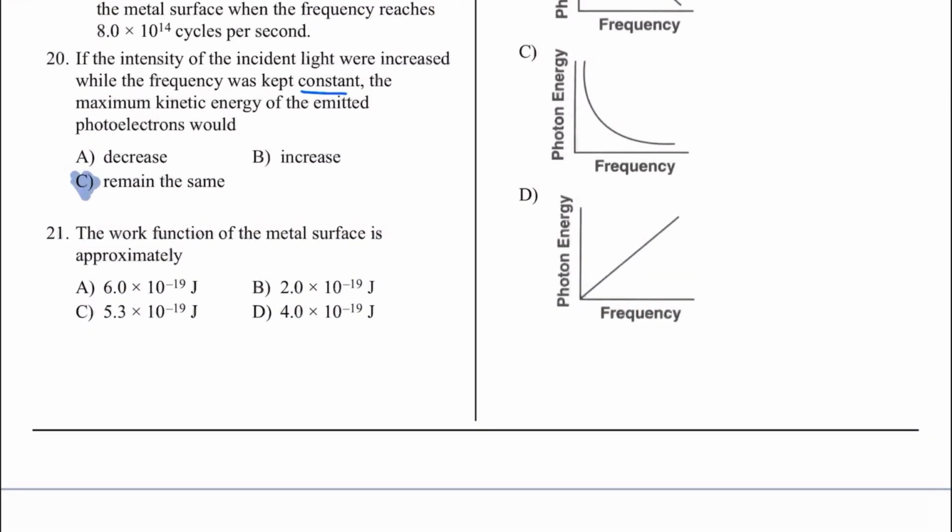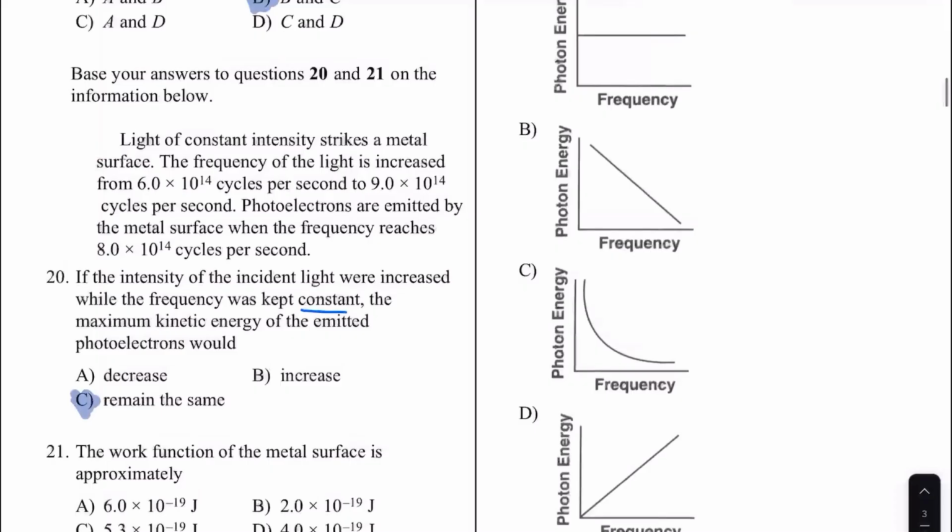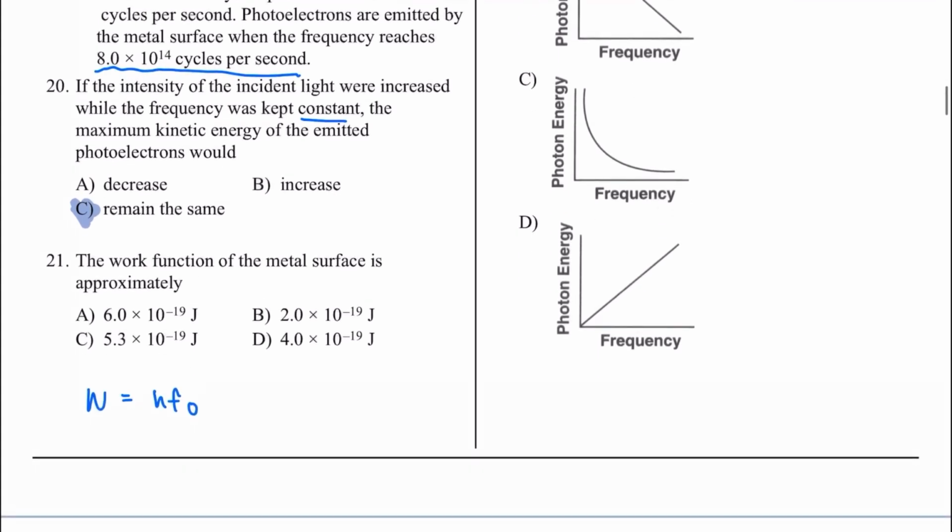21. The work function of the metal surface is approximately what? So remember, the formula for work function is work function equals Planck's constant times threshold frequency. It tells us the threshold frequency here: photoelectrons are emitted when the frequency reaches 8 times 10 to the 14th cycles per second. That is our threshold frequency. So we just solve. h is 6.63 times 10 to the negative 34, and our threshold frequency is 8 times 10 to the 14th. Solve for that, and we get 5.3 times 10 to the negative 19th.